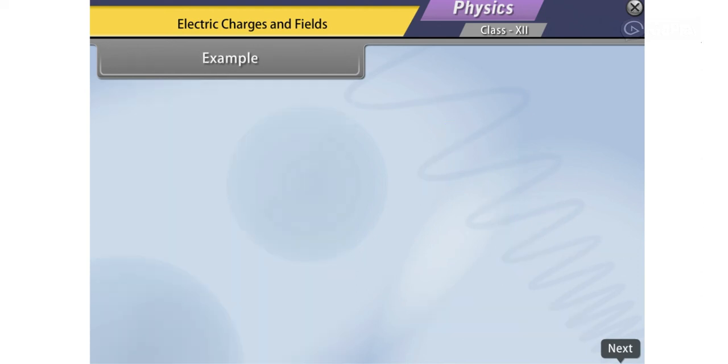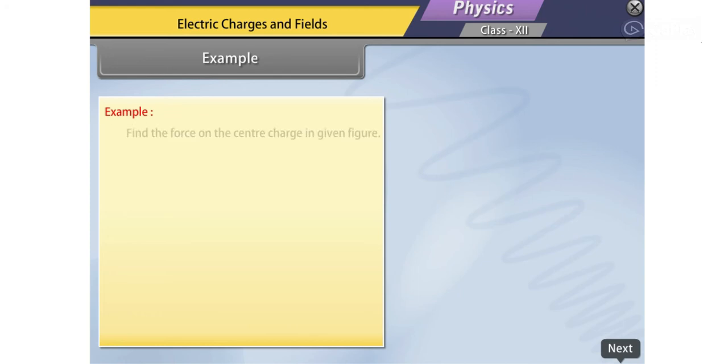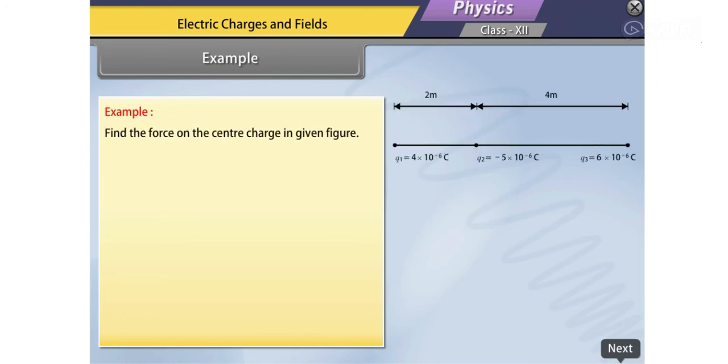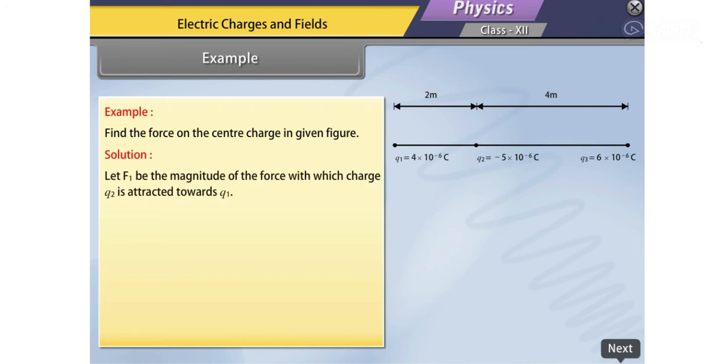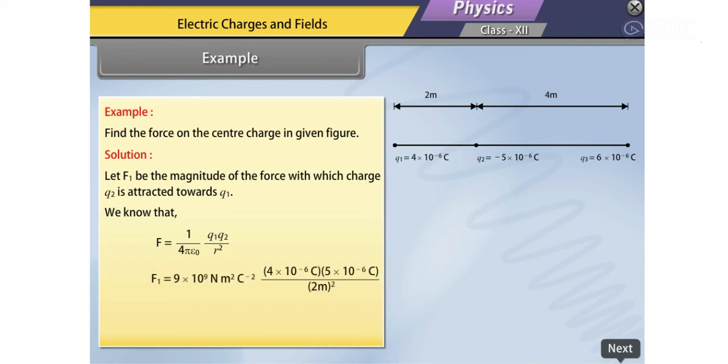Example. Let's take an example on Coulomb's law. Find the force on the center charge in the given figure. Let's see the solution. Let F1 be the magnitude of the force with which charge Q2 is attracted towards Q1. We know that F is equal to 1 upon 4 pi epsilon naught multiplied by Q1 Q2 upon R square. Put the values in this equation, we get F1 is equal to 45 into 10 raised to the power minus 3 Newton, which is equal to 0.045 Newton.